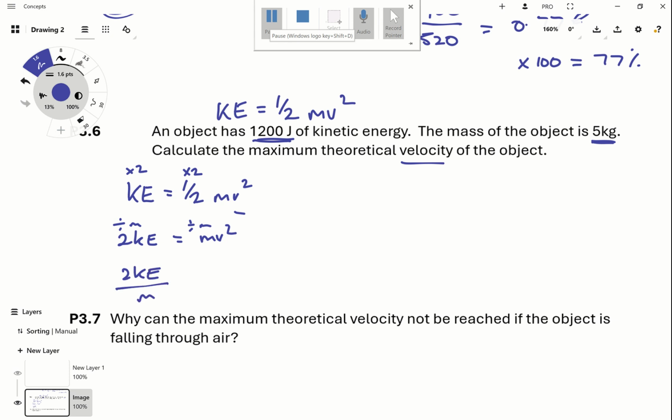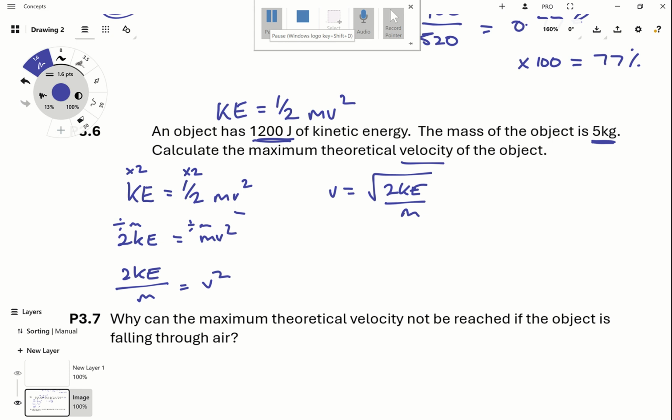2KE over m equals v squared. But the question doesn't want v squared, it wants the final velocity. So the opposite of squaring is square rooting. And now I'm left with my formula, v equals the square root of 2KE over m. And the 2KE over here, where I put in lots of dots, that's where most people mess up. They forget to do that.